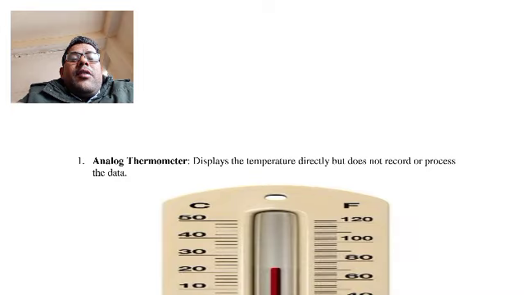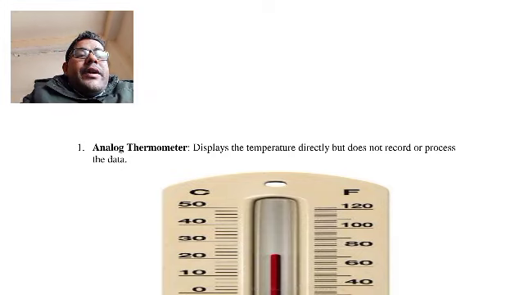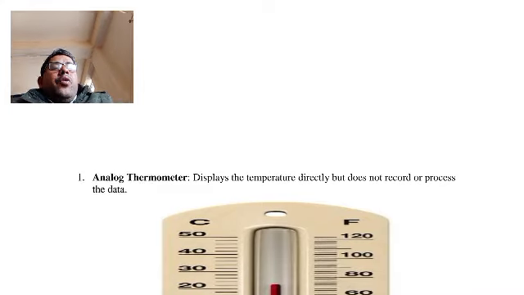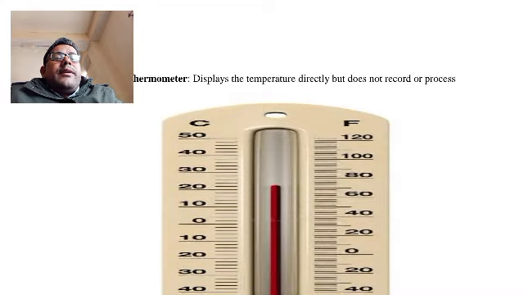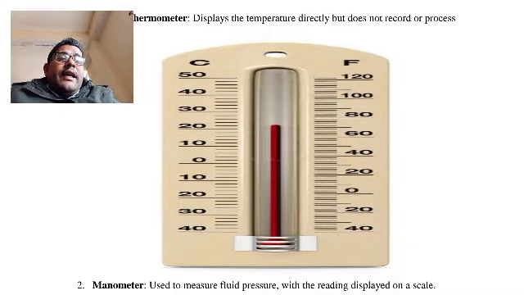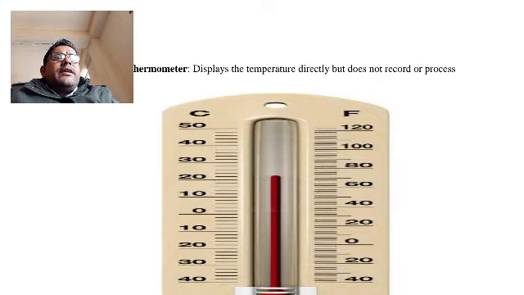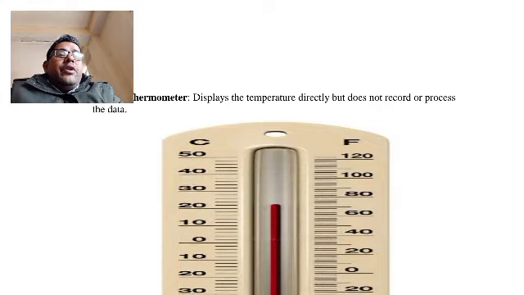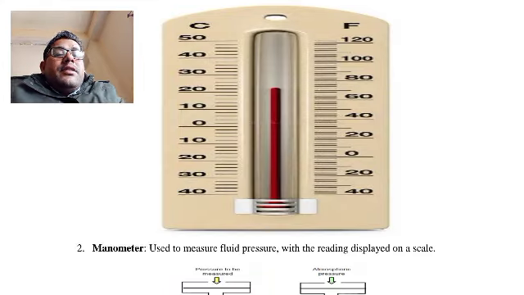This is the analog thermometer. This is a dumb type instrument. It displays the temperature directly but doesn't record the process data. Only the thermometer: you put it inside and touch the temperature measuring point. This is mercury, a liquid, and according to the temperature the liquid reading changes. There is no recording. Dumb: only for reading, no recording, no processing, nothing. It is a less advanced thing.